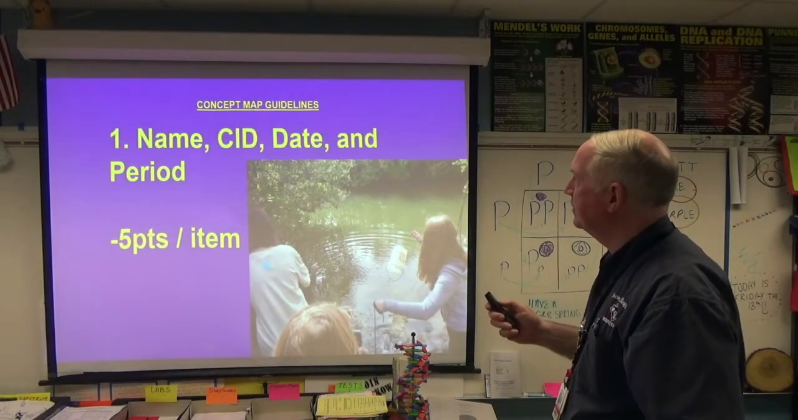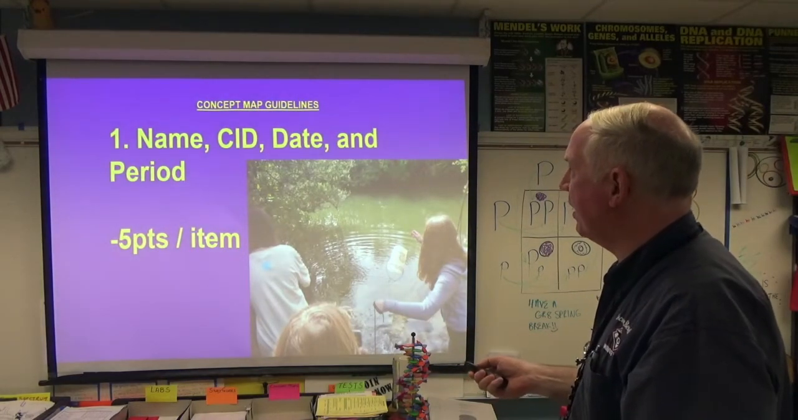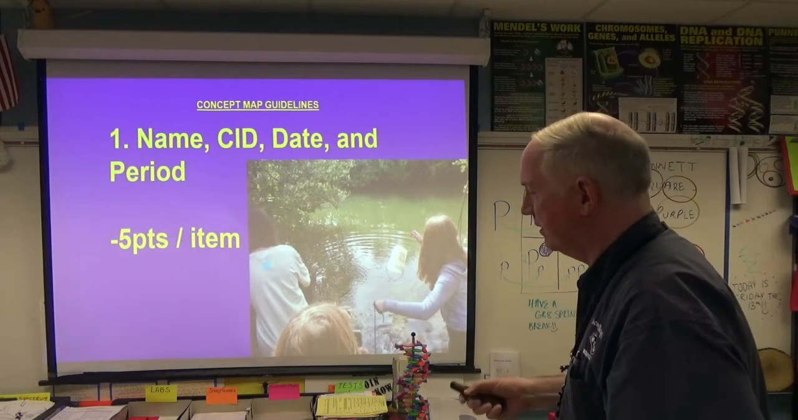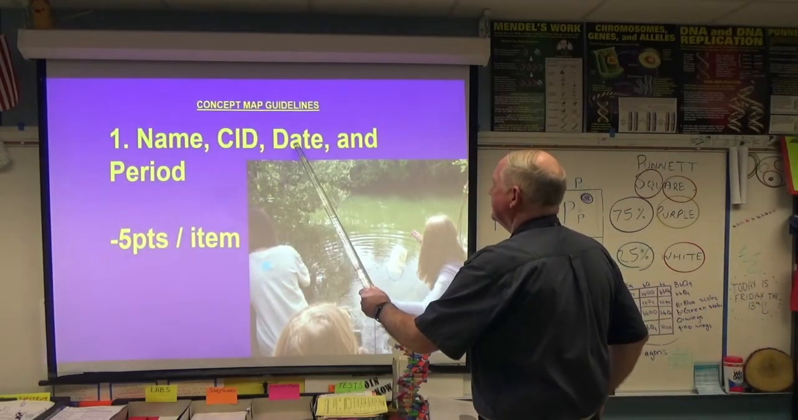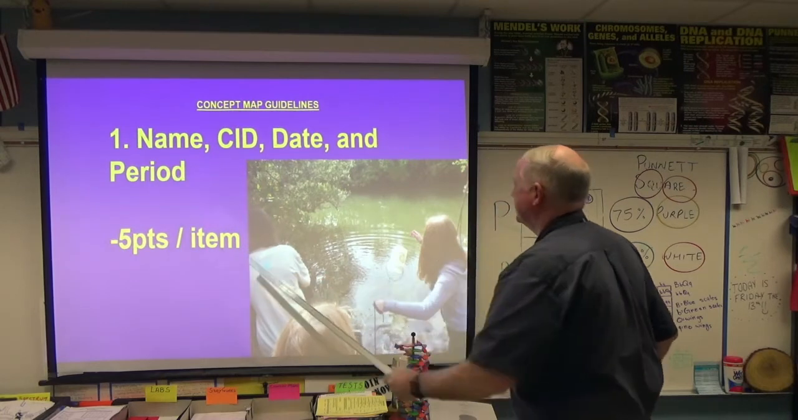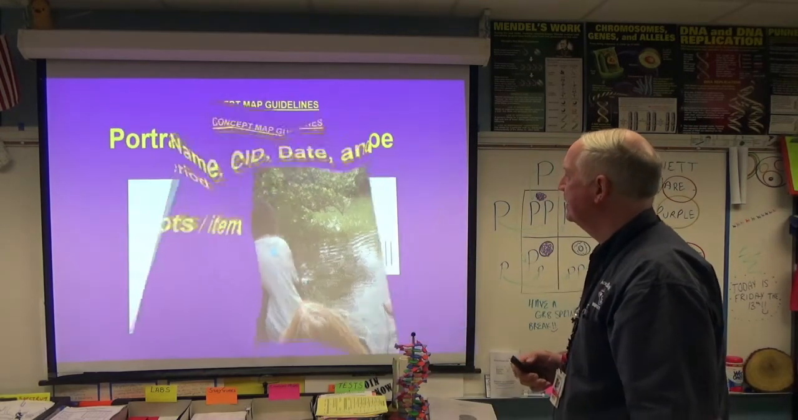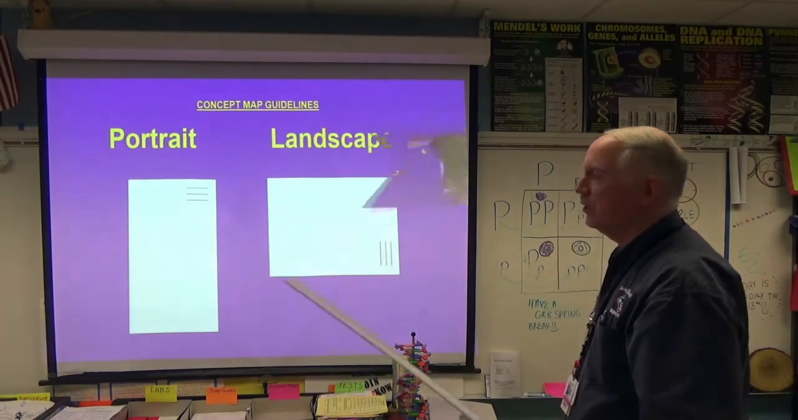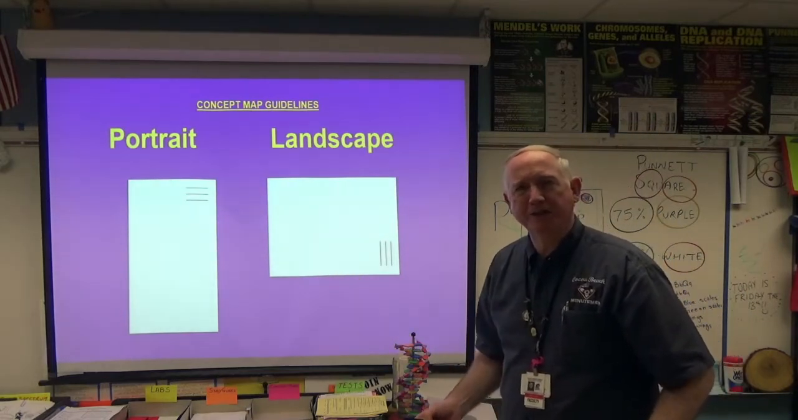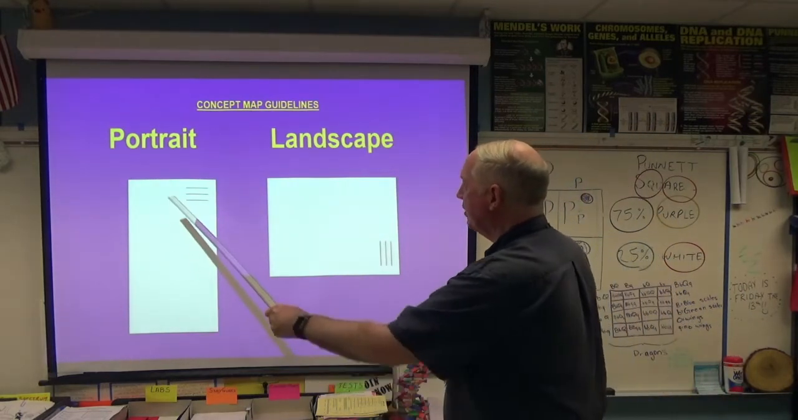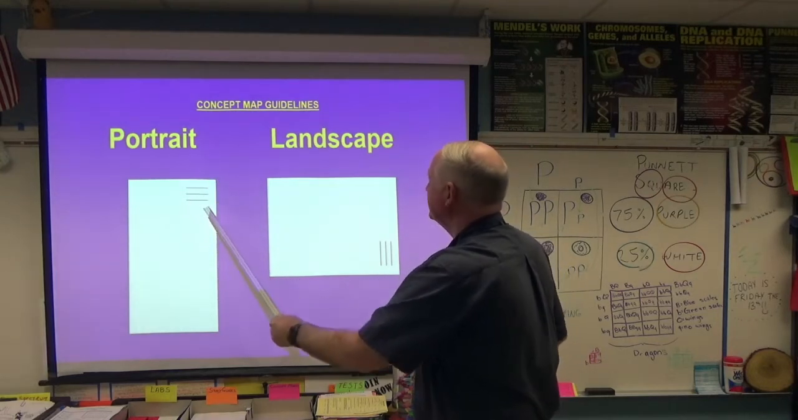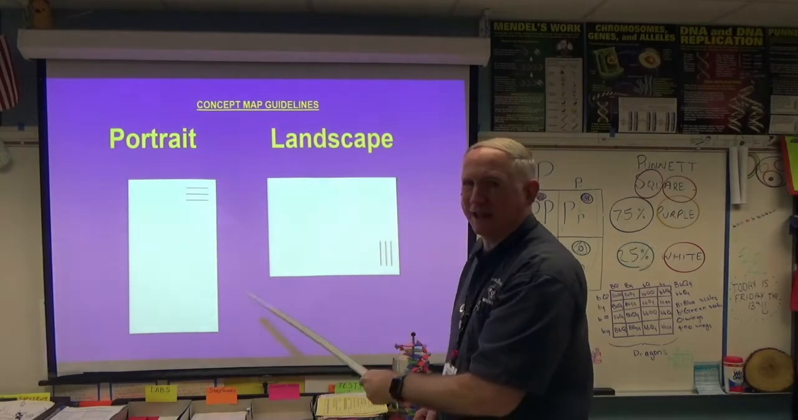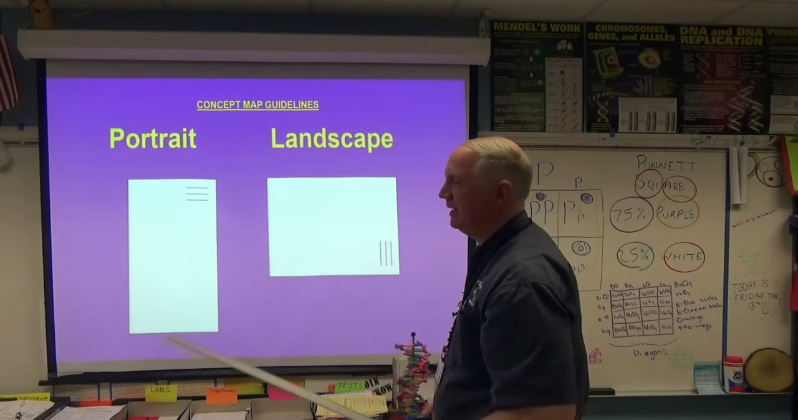Okay, so lose 5 points per item if there's no name. Okay, I'm using the laser, sorry. If there's no name, CID, date, and period, 5 points per item. No matter how you turn in your concept map, start out with it portrait and put your heading in the upper right hand corner. Even if you want to turn it landscape, that's where your heading should be.